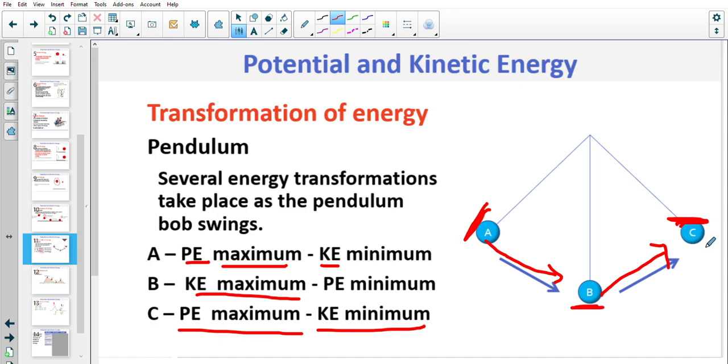Again, that whole process starts when it goes back the other way. Kinetic is increasing, potential is decreasing, maximum kinetic and minimum potential at the bottom, and then once again increasing potential going back up.